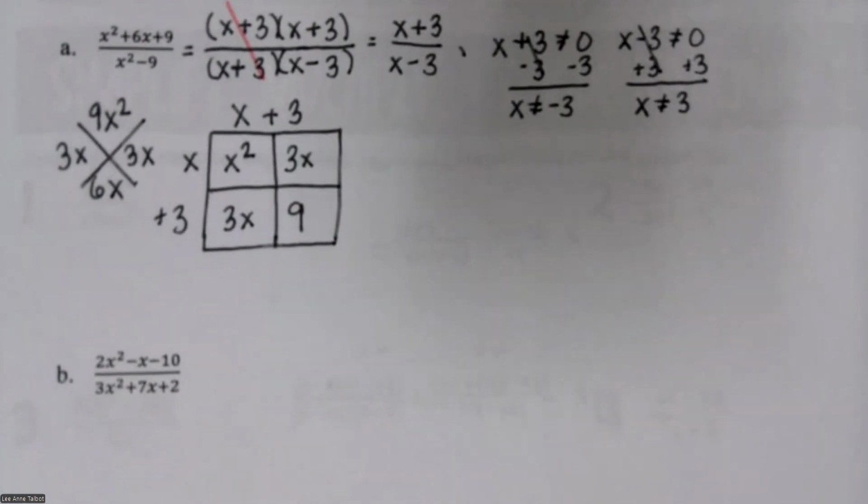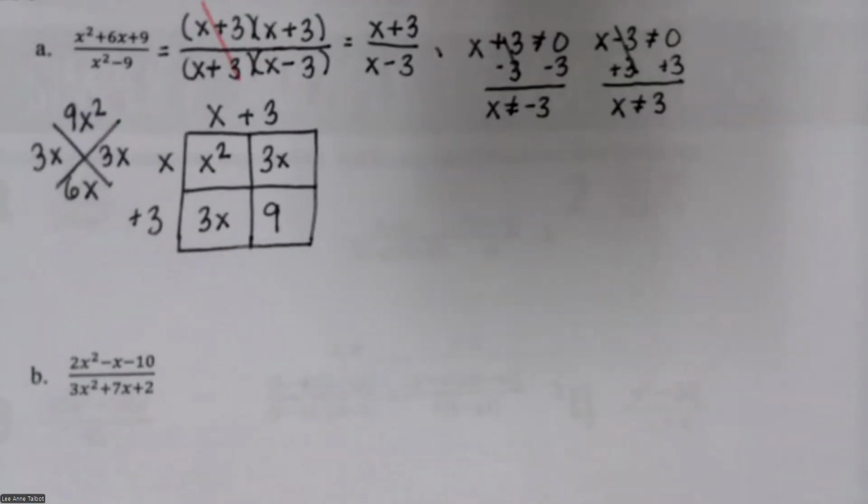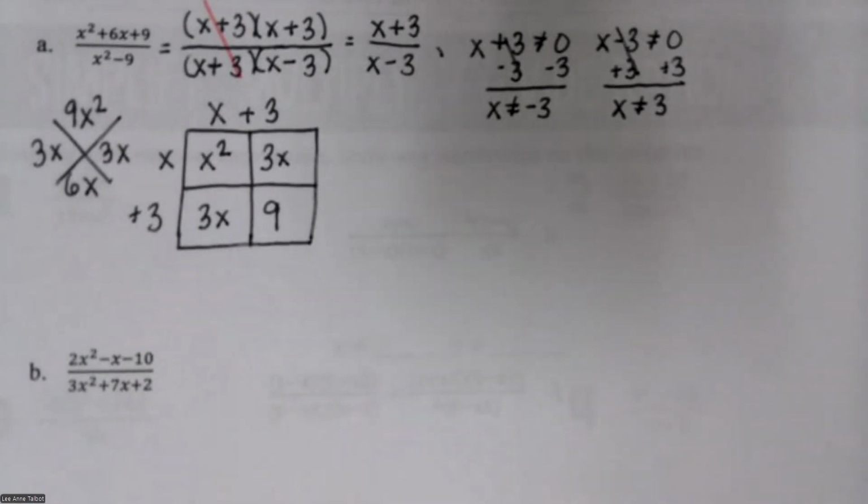Okay, so there's A. I want you to try B in your groups, please. It's going to require 2 diamond and boxes. I'm going to do it up here while you're doing it in your groups. So diamond and box the top, diamond and box the bottom. Simplify, find the excluded values.